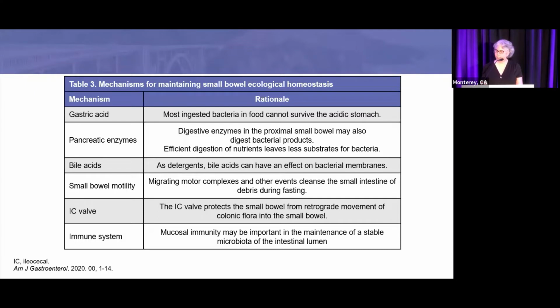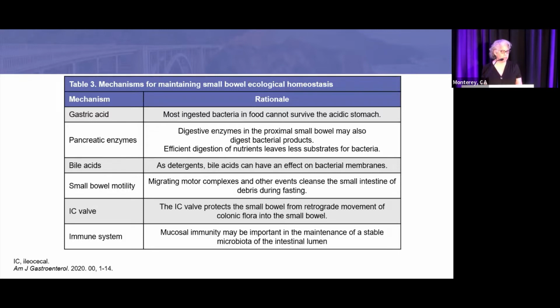So why does it matter? Because these bacteria grow in our guts and give us all these bad symptoms that we don't care about. So, mechanisms for maintaining small bowel ecological homeostasis. Of course, our guts, like the rest of our bodies, want to maintain homeostasis and not feel all these terrible symptoms. So our wonderful bodies produce gastric acid so that most ingested bacteria in the food cannot survive the acidity of the stomach. And so we decrease the bacteria that way.